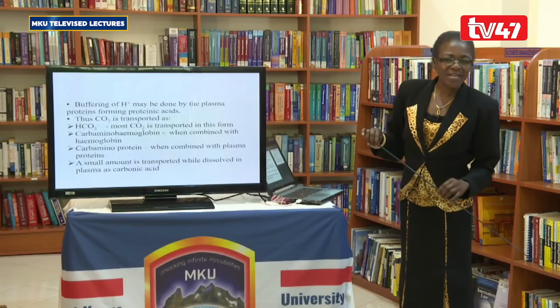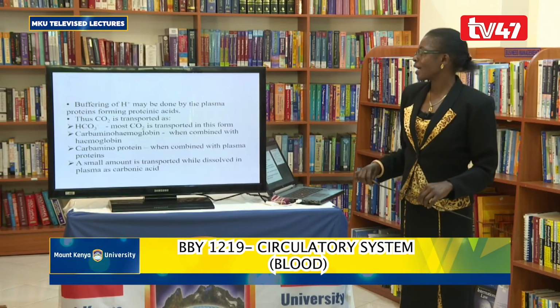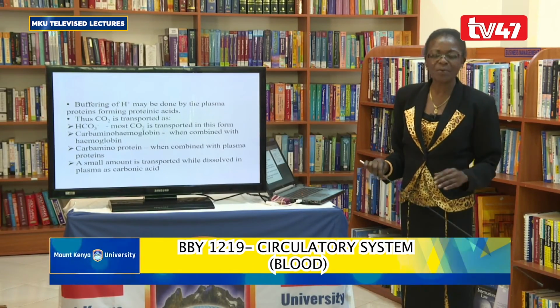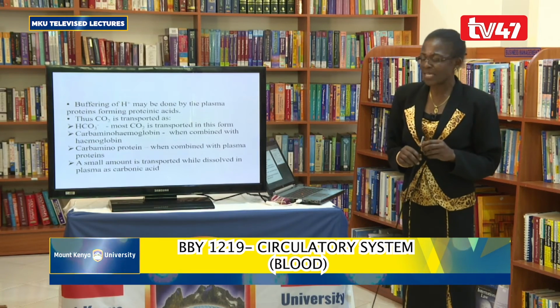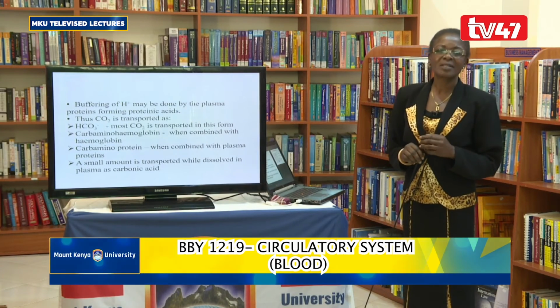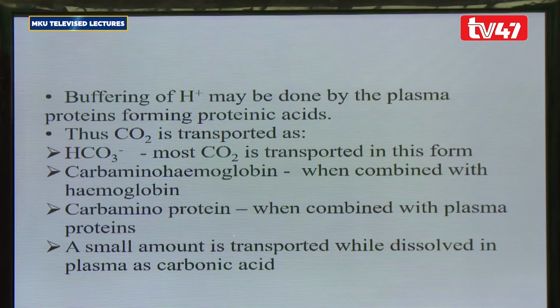Now, that buffering done by hemoglobin can also be done by the plasma proteins. When the plasma proteins do the buffering, they end up forming proteinic acid, which is also a weak acid. So we find that carbon dioxide is transported in a number of forms. It can be transported in the form of bicarbonate ions, which is the form by which most of the carbon dioxide is transported in the blood.